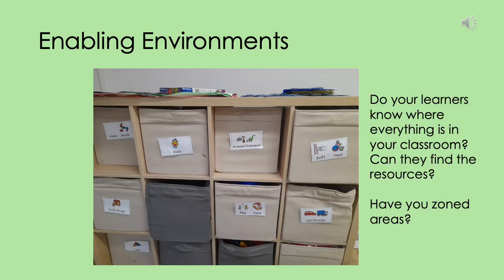And another element of being independent is being able to independently access your environment and enabling children to do that. So just have a think about your own foundation stage classroom and your environment. Do your learners know where everything is in the room? Can they find the resources that they need, and do they have access with them? So have you labelled things? Is that with words and symbols, or is it photos? Do the children know where certain things are kept? And also thinking about zoning your areas. Is it really clear when you look at your environment where the role play is, where the calm area is, where the book corner is? Have you zoned that clearly for the children, and what the expectations are in each of those areas as well?